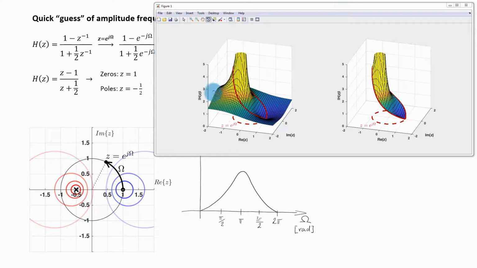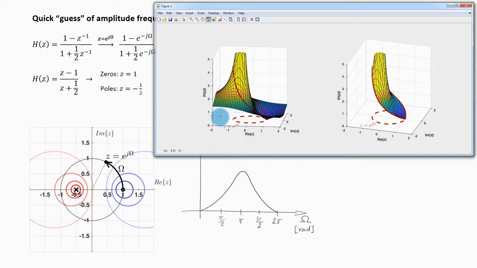And here you have it indicated. This is the unit circle, and these are the values of the magnitude of the transfer function above the unit circle. In this view, I have removed the plot of the transfer function magnitude outside the unit circle so you can see it better. This is the unit circle, and this is the amplitude frequency characteristic.